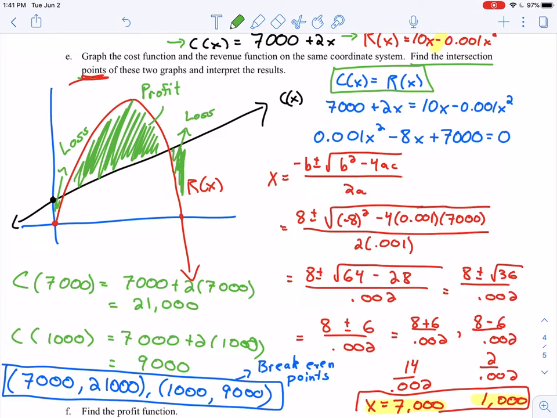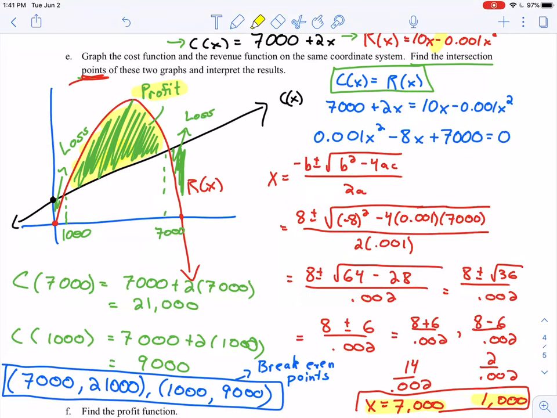So really, we found these two x values. We said 1,000 and 7,000. We want to be manufacturing somewhere between 1,000 and 7,000 units because that's where we're going to turn a profit. We want to be in this big middle section right here. That's how we're going to make money.